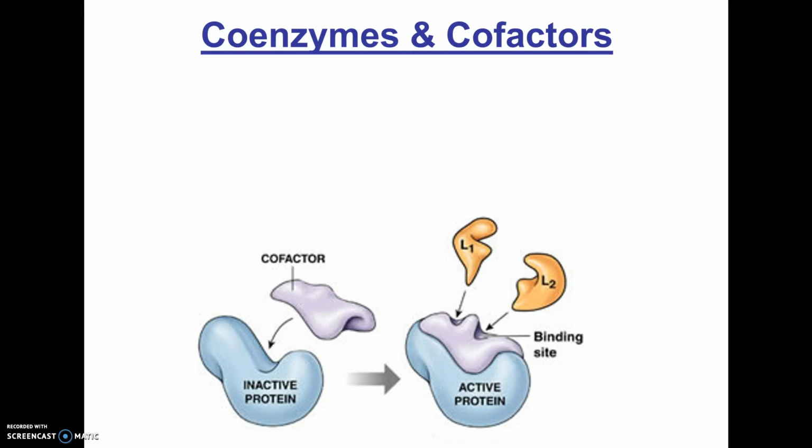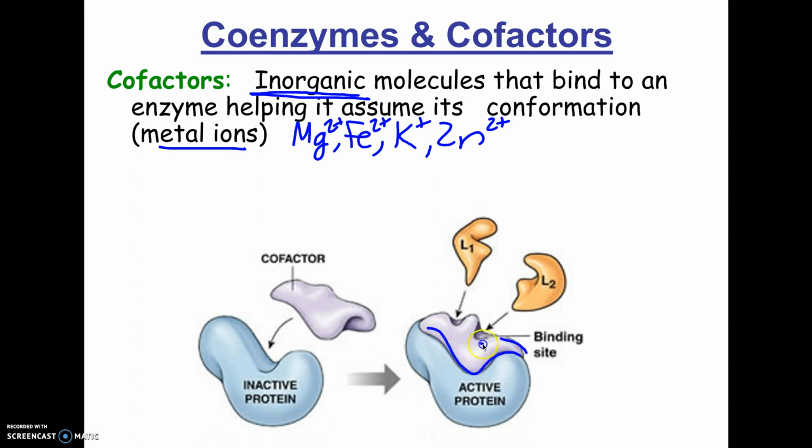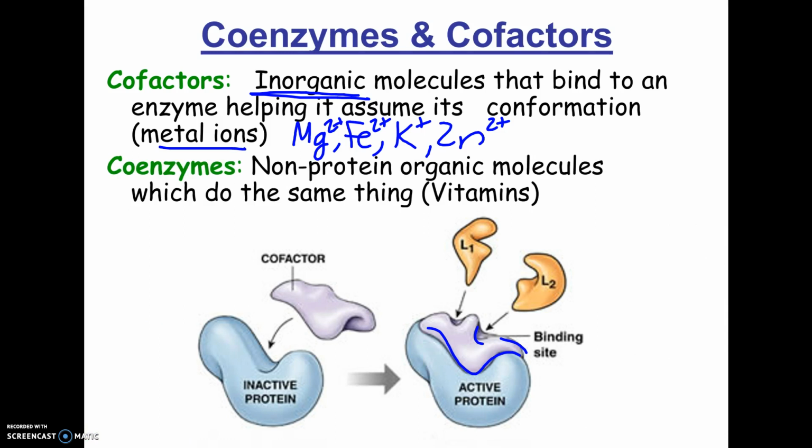So what is the difference between a coenzyme and a cofactor? Well, a cofactor is inorganic. Cofactors are typically elements like magnesium, iron, potassium, zinc. These basically are metal ions. Technically they're ions with charges. And these metal ions bind to particular enzymes in the body, and they help those enzymes take on the correct shape so they can do their job. If you're missing those, if you have a deficiency, then you might have a problem where that particular enzyme doesn't work properly.